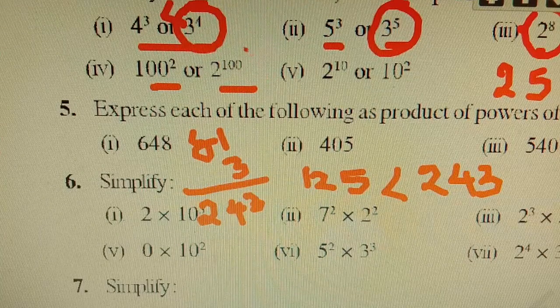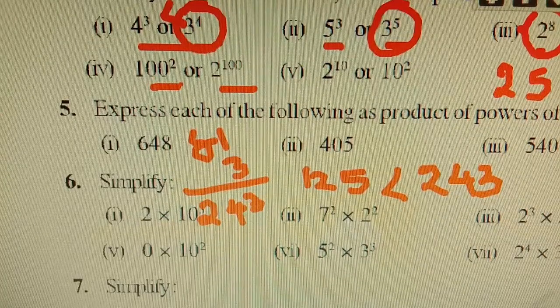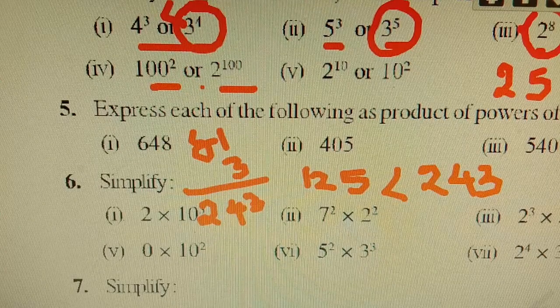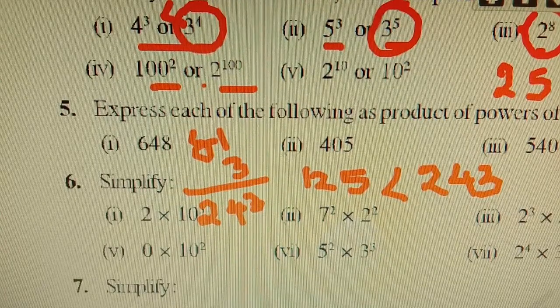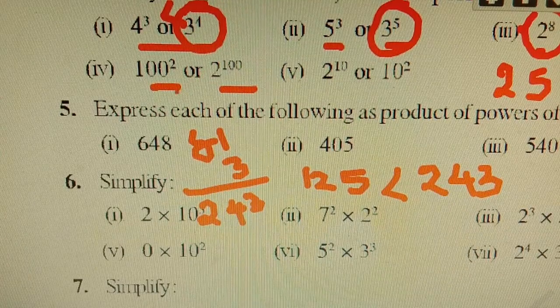So here we can mark 2 to the power of 100 is greater than 10,000, or 100 square. Now next one, 2 to the power 10 or 10 square, which is greater?